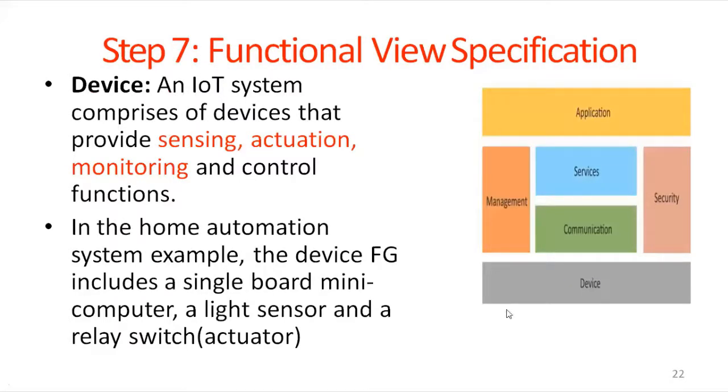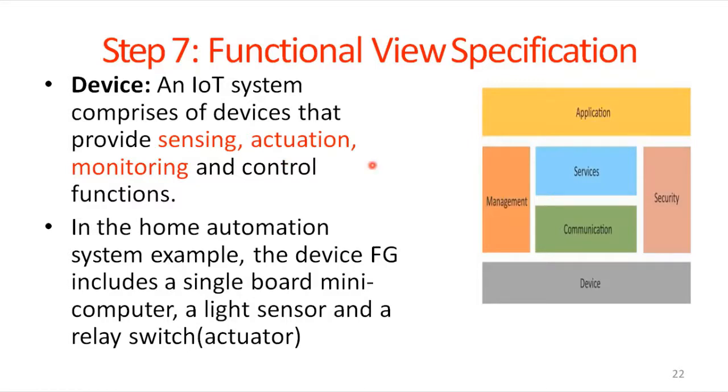For example, one is the device. An IoT system consists of devices. In particular, devices provide sensing, activation, monitoring, and controlling functions. Sensing means the sensor always takes an input from the environment. That means it takes a physical input, physical parameters, and then converts it into digital format.